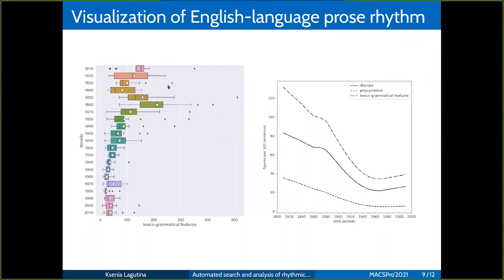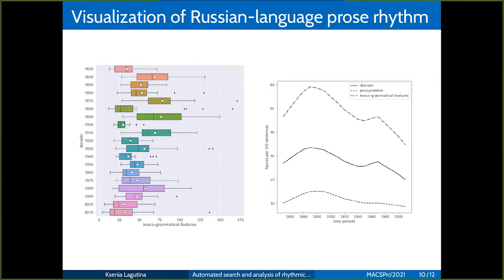In the box plot we can see the range of these features from minimum to maximum. We can see that in the 19th century the range is maximal, and in the last years this range is minimal. So the authors really use rhythm features, and they have almost the same number of features per 100 sentences. And for the Russian language, we can see close trends.